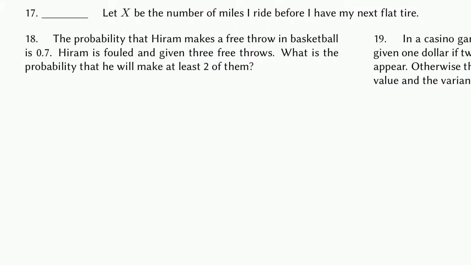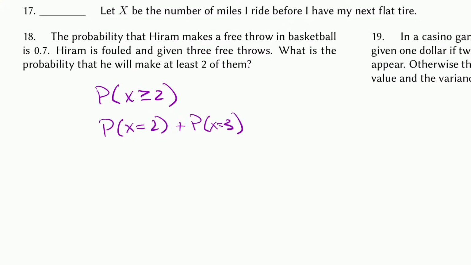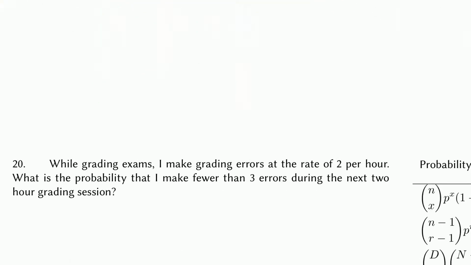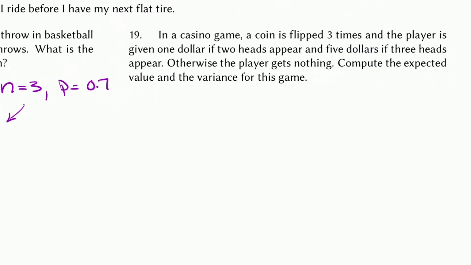Okay, this one, binomial. So this is totally, wait, is that right? He will make at least 2 of them. Yeah, the probability that x is greater than or equal to 2. This is straightforward binomial: the probability x equals 2 plus the probability x equals 3. If you want to know, n is 3, and p, the probability of success, is this. So you just crank that into the binomial formula. What are we on? 18? I guess 19 is next.